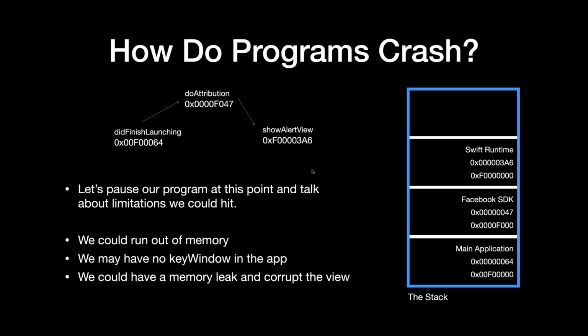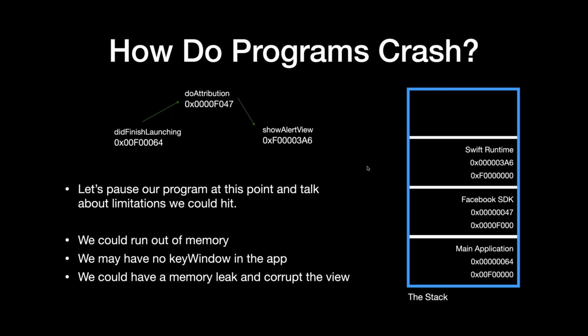Okay, so I've answered a lot of questions about how programs load and run, but this is really a talk about programs crashing. So how do programs crash? To answer that, we need to mentally pause our program at a particular point and talk about the limitations we might hit. So let's pause our program at this point where we've called Facebook to do attribution and Facebook has called Swift to show an alert view. What kind of limitations could we hit at this instant in the program?